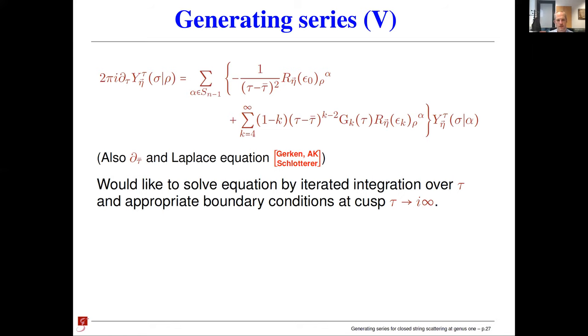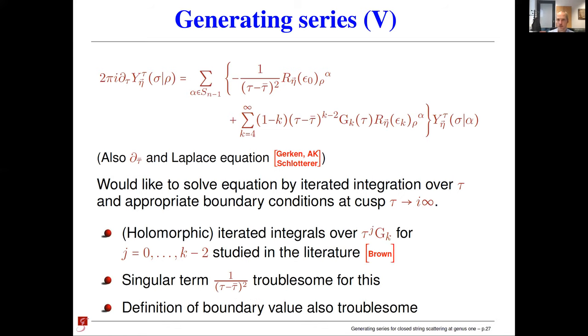So this idea is good, and what you get then, remember the r's are independent of tau, you have to integrate things which are these holomorphic Eisenstein series times powers of the imaginary part of tau. If it weren't for the imaginary part, these are exactly things that have been studied in the literature and go by the name of iterated Eisenstein integrals, and Brown has done a lot of beautiful work on this in the holomorphic context. So what we're now looking for is something where you don't have tau, but you have the imaginary part of tau here.